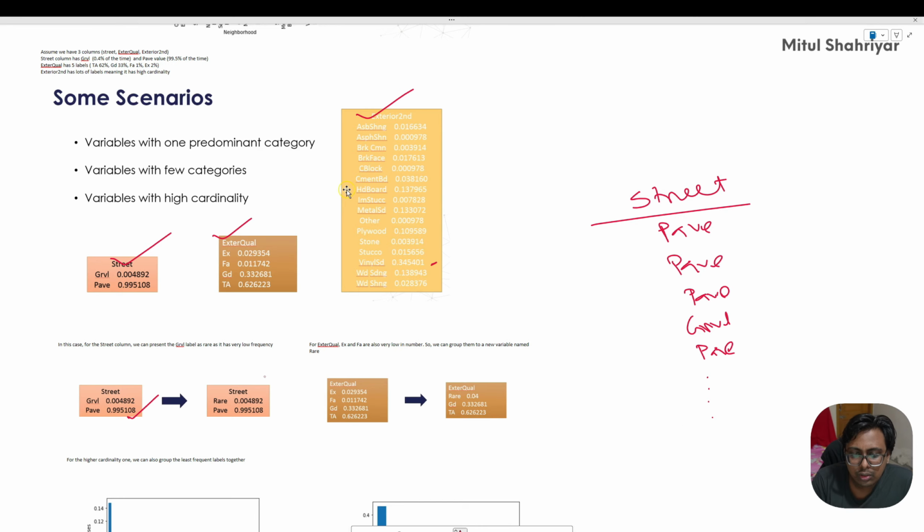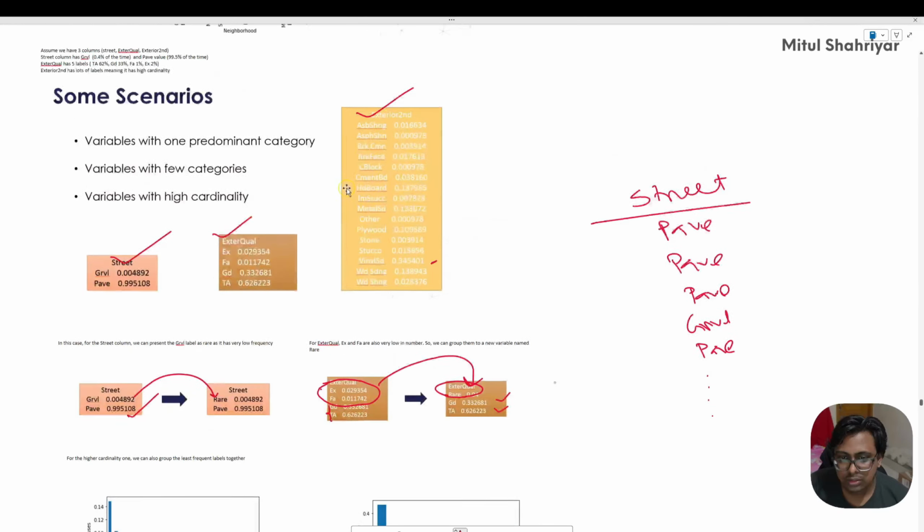Okay. So in this scenario, we can consider this GRVL as the rare label. We can replace this GRVL and use the word rare. For this other scenario, we had 4 values, but you can see two of them had 62.6 and 33.2. You will see it almost consists of 99%, or 95%, sorry. So we should use those two, no problem. But these two have a very small percentage, so we can take them and group them into a new label called rare. Okay, great.